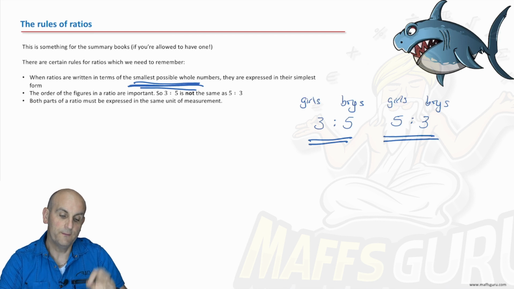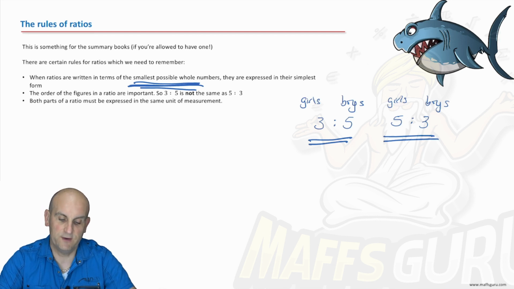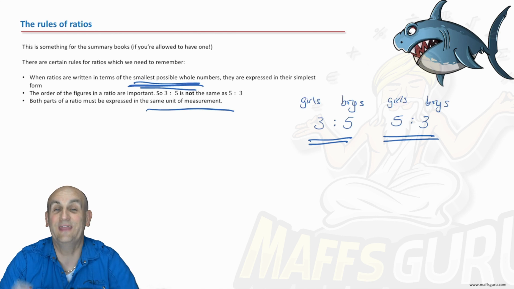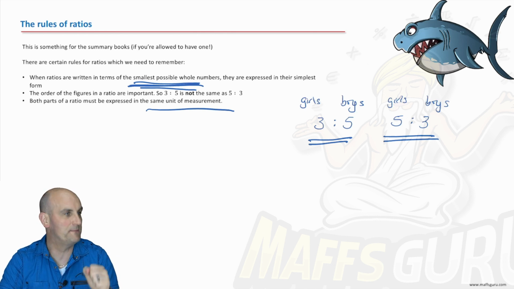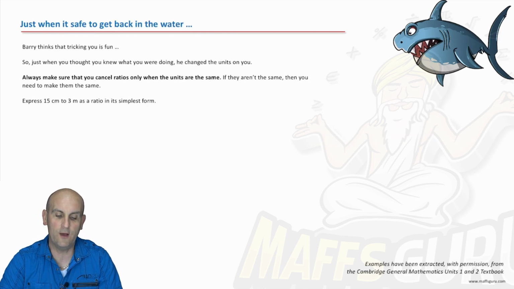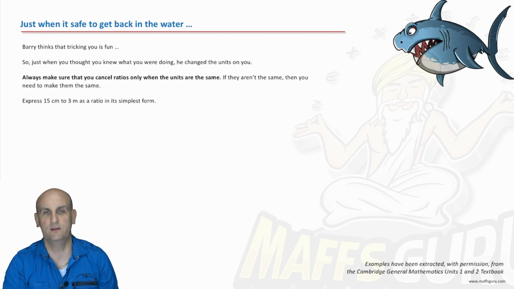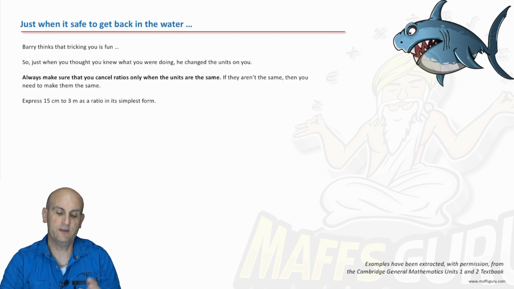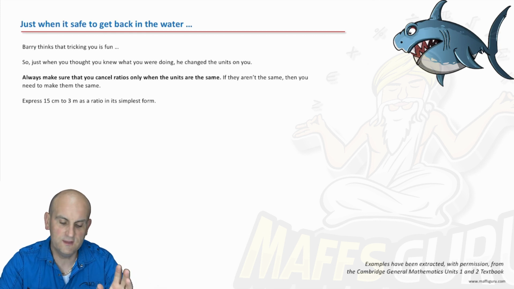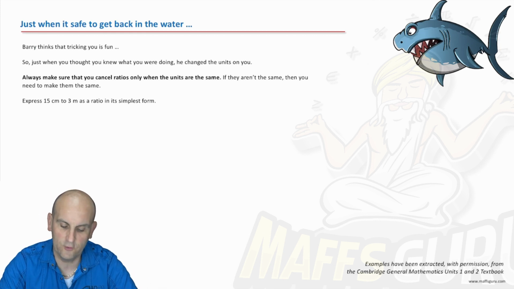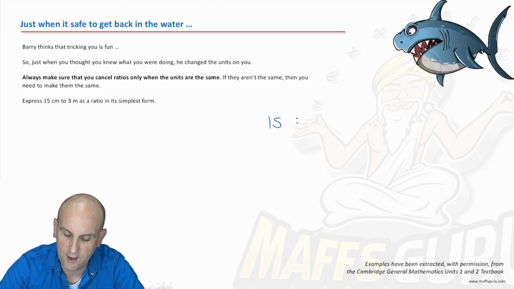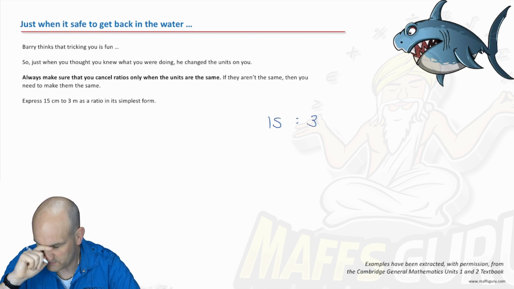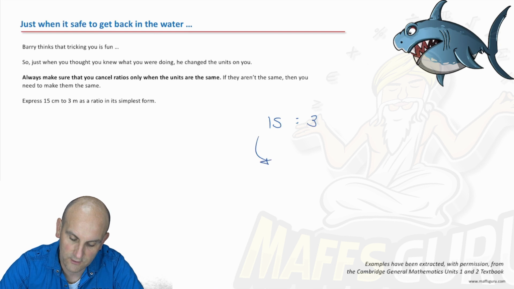And finally, both parts of the ratio must be expressed in the same units of measurement. That's where maths throws people. That's where people get confused. Just when it's safe to get back in the water, it's really not, because so many people get tricked with this question. They go, oh, I can do this. It says as a ratio in its simplest form. And they go, 15 colon 3. And my 3 times table means I can divide those by 3 to keep them equivalent.